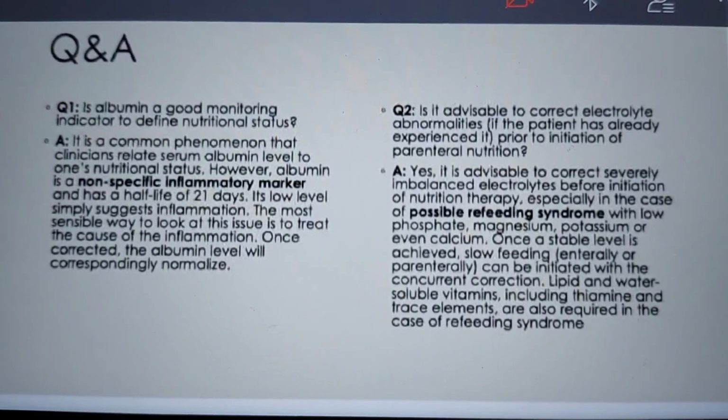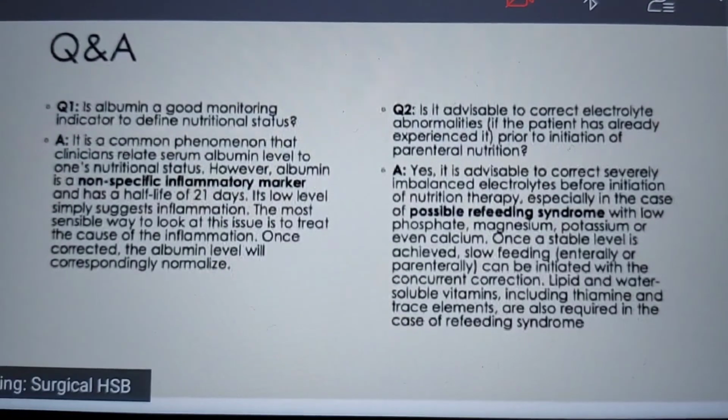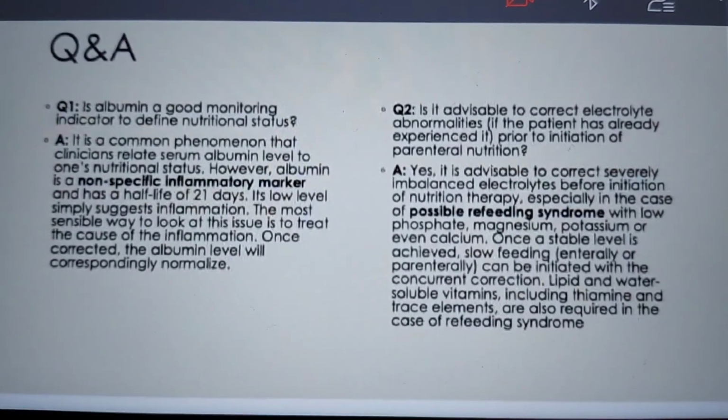Okay, next, in terms of question and answer, the four most common questions being asked: is albumin a good monitoring indicator to define nutritional status? So this albumin, like I said just now, is the most common thing that clinicians relate, meaning clinicians use serum albumin level to relate to one's nutritional status. However, albumin is a non-specific inflammatory marker and has a half-life of about 21 days. Its low level simply suggests inflammation, and the most sensible way to look at this is that you have to find the cause of inflammation and treat it. Once corrected, the albumin level will correspondingly normalize.